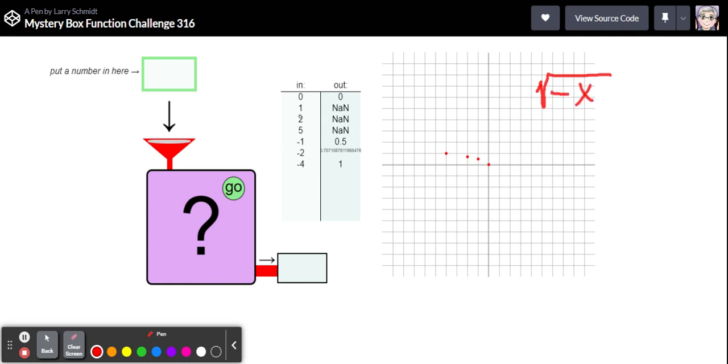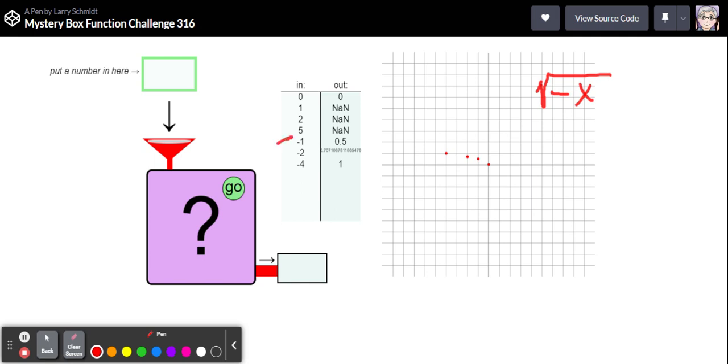So when I put in a 1, I get the square root of negative 1. That's an error here. If I put in a negative 1, well, I get a negative 1 under the radical sign. That's a positive 1. So I can take the square root of that, which should be 1. We're getting 0.5. And that means there's a multiplier on here.